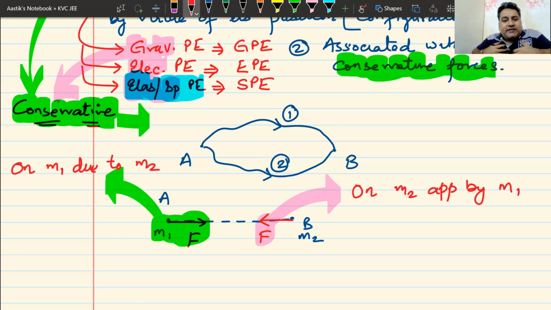Now, how do I imagine this? Let us say that I am block M1. Now, how do I attract the block M2? Right now, what he is doing to me is not important. What I am doing to him is important. How am I going to attract M2? I have got mass. My mass is M1. So how do I attract M2?